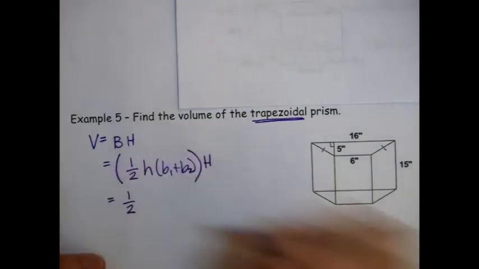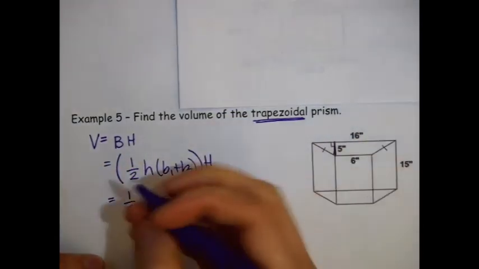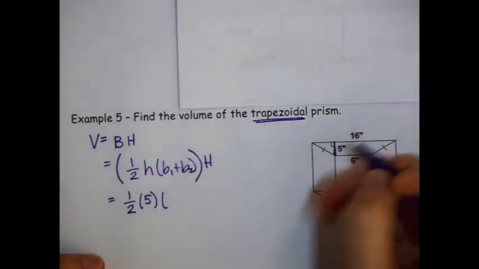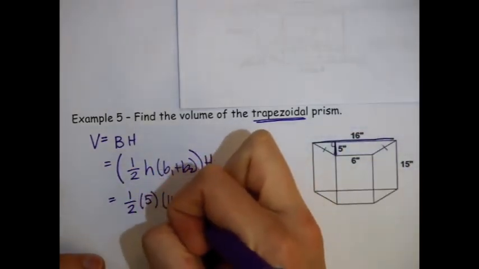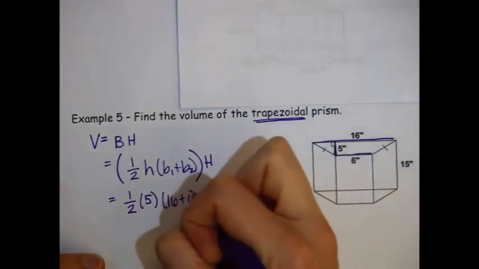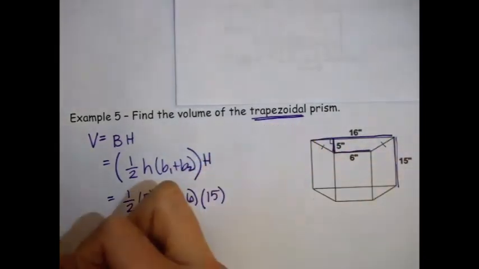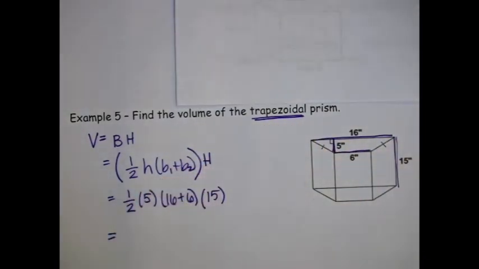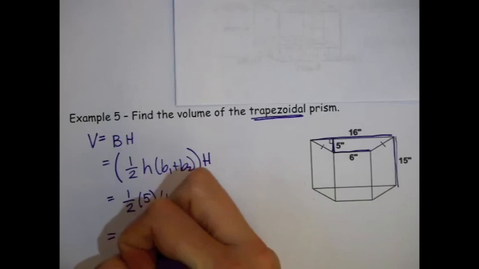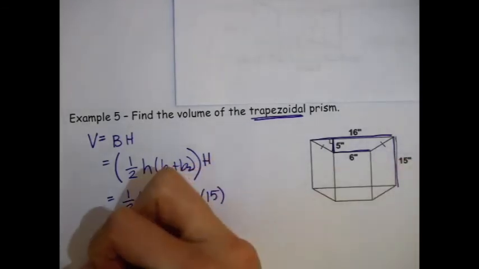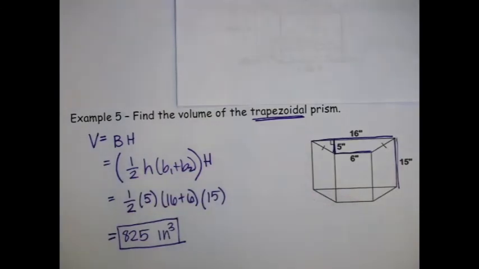So 1/2 times the height of my trapezoid, which is 5, times base 1 of my trapezoid, we'll call that 16, plus base 2 of my trapezoid, which is 6, times the height of the whole overall prism, which is 15. So you may need your calculator out for this one. 1/2 times 5 times 16 plus 6 times 15, and that will give you 825, and your units will be inches cubed. Remember, for volume, you always have cubed as your units.